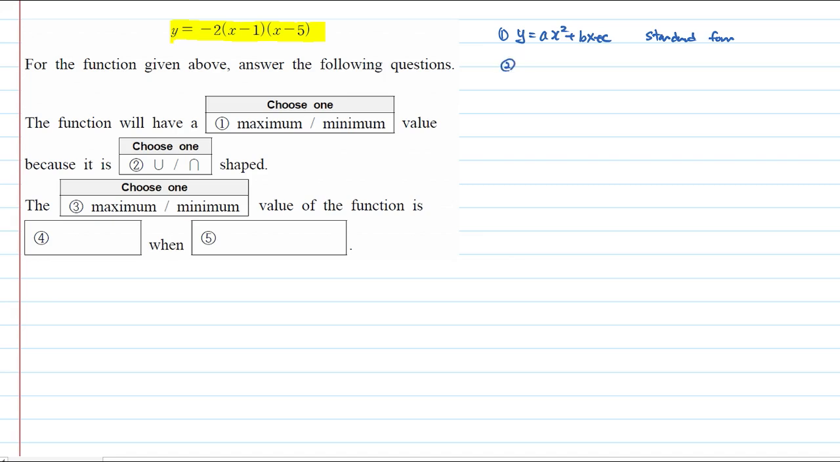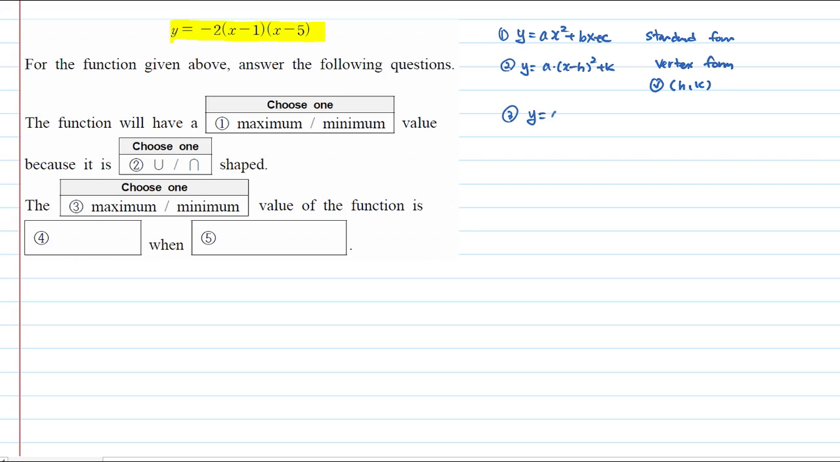Number 2, y is a times x minus h squared plus k. This is called the vertex form because this will tell you what the vertex is. The vertex is h comma k. Just like y equals mx plus b, you know the slope is m, b is the y-intercept. Same idea applies to this vertex form.